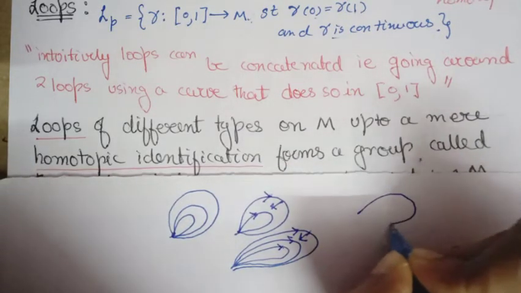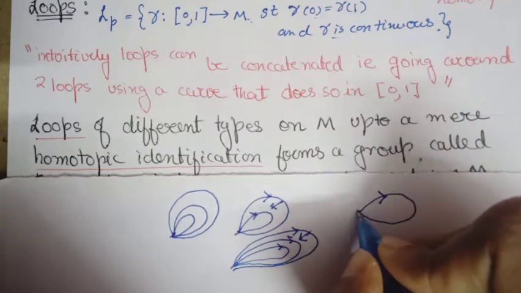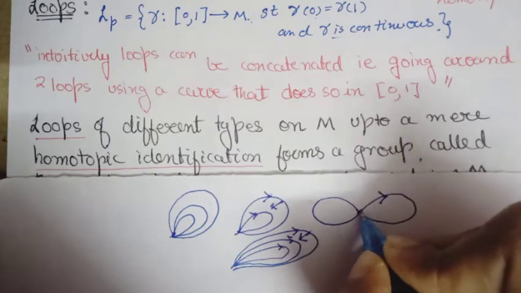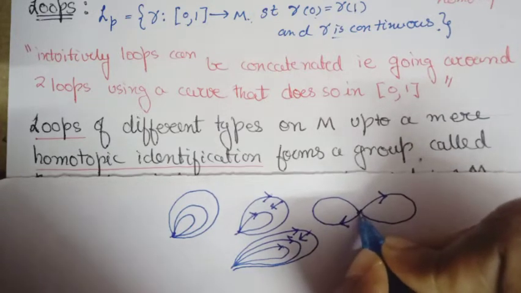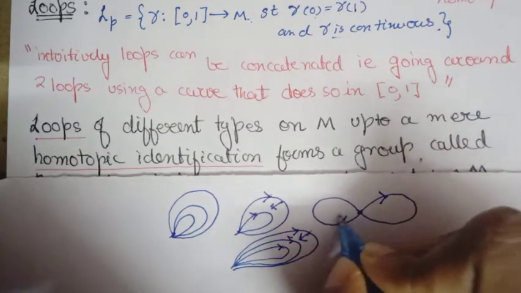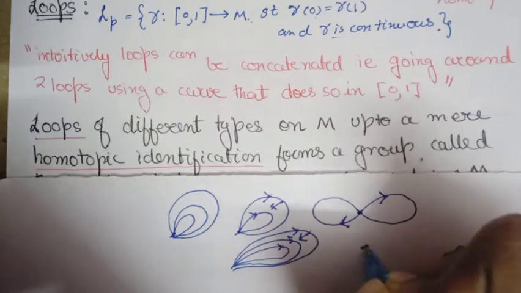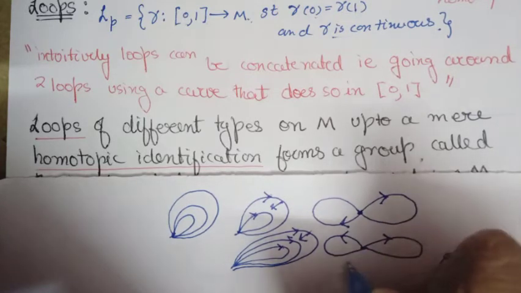But if you take a loop like this and travel around it like that, and then take a loop like this and travel along it like that, from this point these both are loops, but this loop cannot be deformed to this loop. So these two are not homotopic, but this loop and this loop, if you travel like this, are homotopic, they can be deformed.